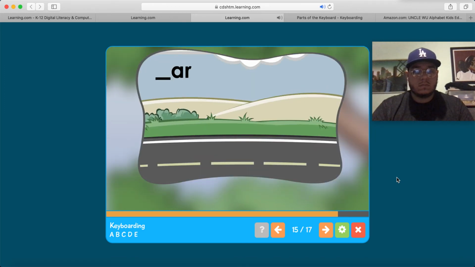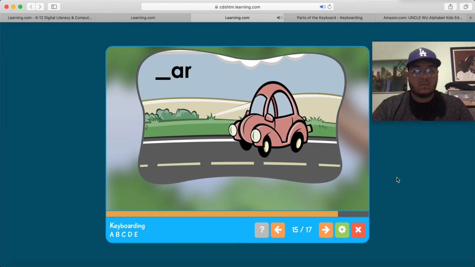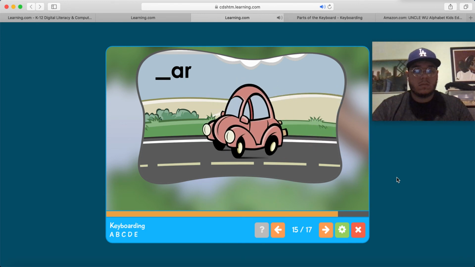Now match sounds with letters. Type the first letter in the word car. Okay. So now we have a picture of a what? A car. And right above it, here we see it says blank AR. So we know that, how do you say this? This is the word car. It's a car. It's a picture of a car.